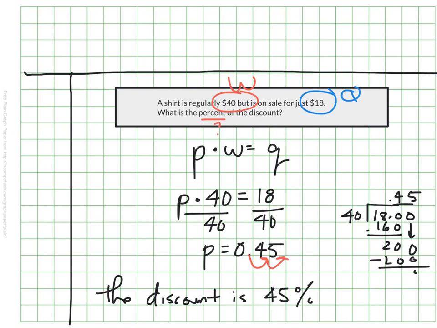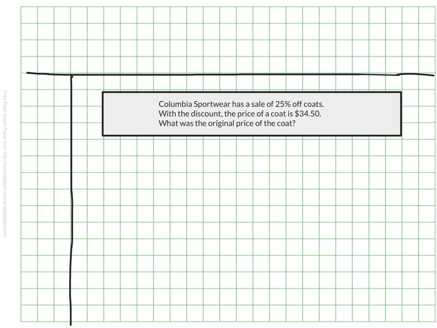But sometimes these can get a little bit more complicated, and I'll just show you one complicated version here, and then maybe we'll do some more practice together in class. So here's an example of a tricky question. It might not look any different from the outside, but when we read it carefully, we might notice the difference here. So Columbia Sportswear has a sale of 25% off coats. And with the discount, the price of the coat that you're looking at is $34.50. So the question we're asking is, what was the original price of the coat?